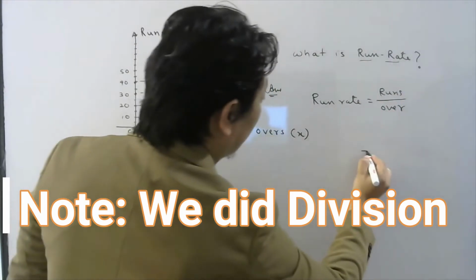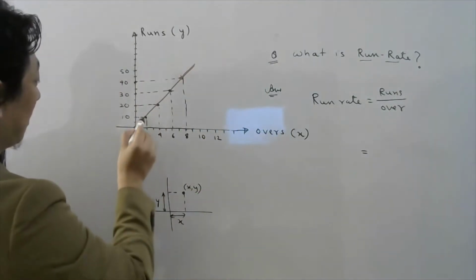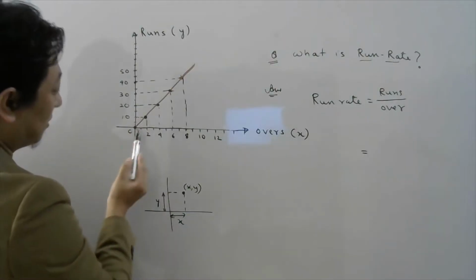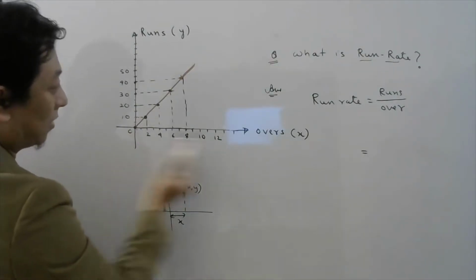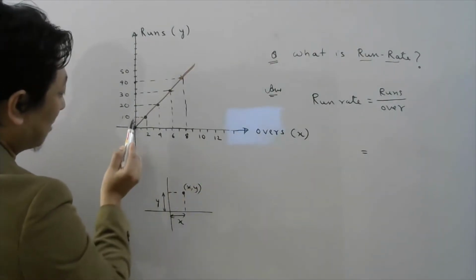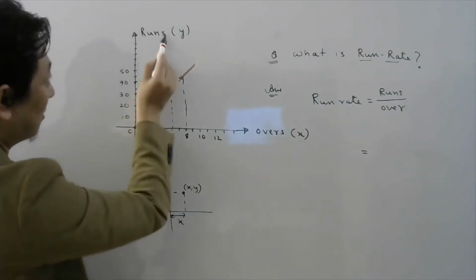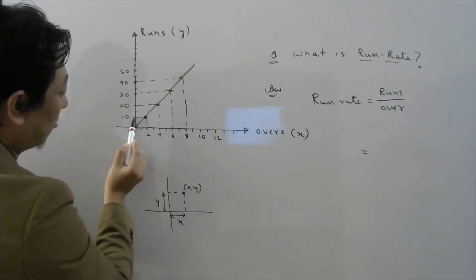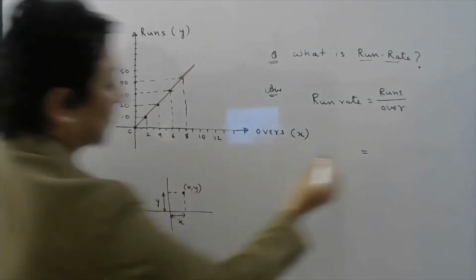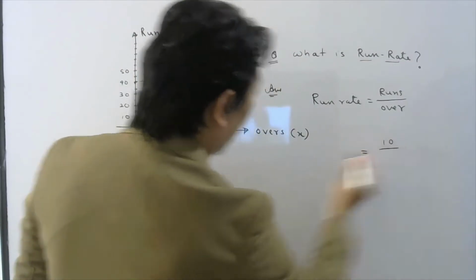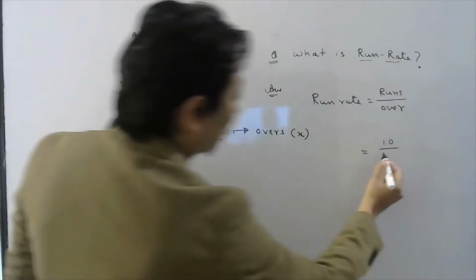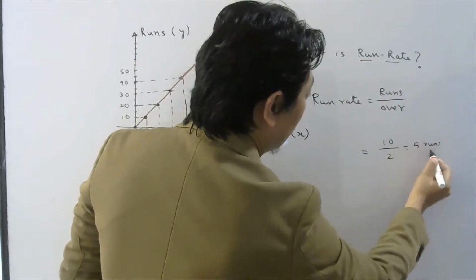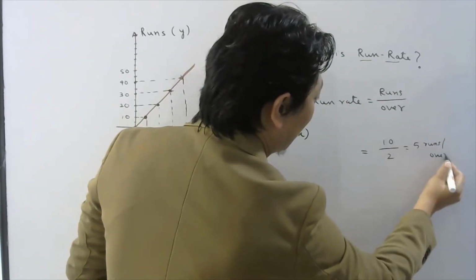So in this graph, if you observe, let me take this point and this point. Between these 2 points, you can see 2 overs are bowled. And how many runs are scored from here to here? You can see the y-axis represents the runs, remember. So from here to here, you can see 10 runs are scored. So 10 runs are scored in 2 overs. So the run rate would be 5 runs per over, right?